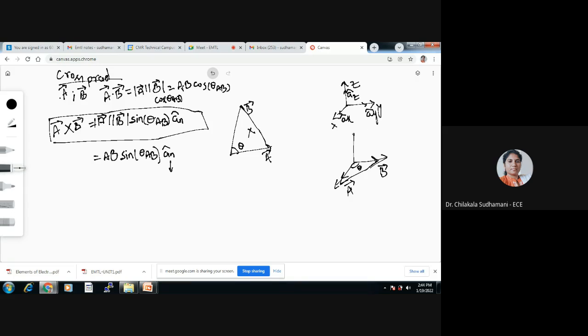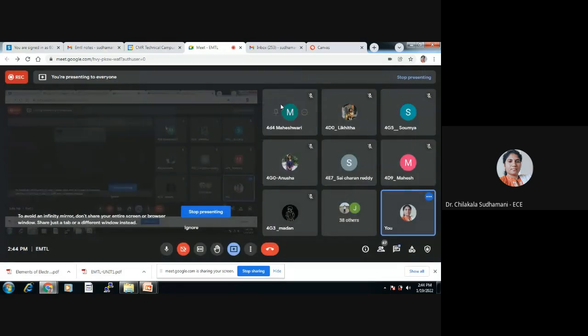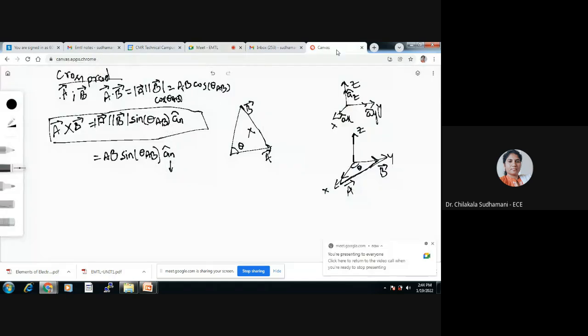So what is the perpendicular axis for this? This is x and this is y, right? So for this plane, what is the perpendicular axis? Z. Getting, ma'am? Yes, ma'am. Are you getting my point?